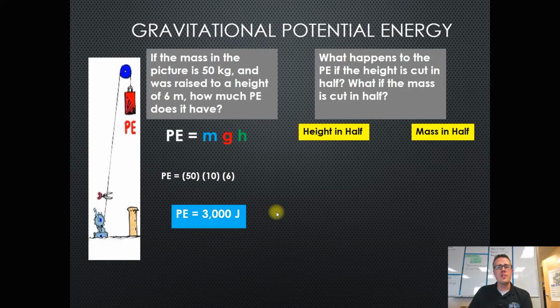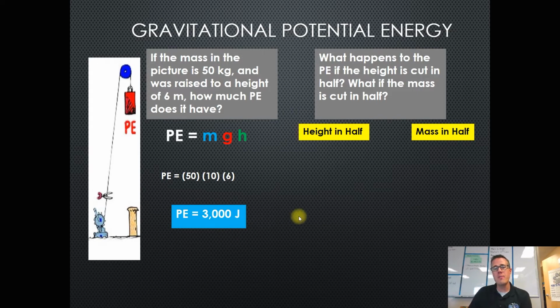Well, one of the things that you're going to have to do with this ELR is be able to talk about what happens when you modify the variables. So what happens if I cut this in half, or double that, or triple this, things like that. I want you to pause this video and work out what would happen if you cut the height in half and what would happen if you cut the mass in half. Specifically, we want to know what would happen to the energy.